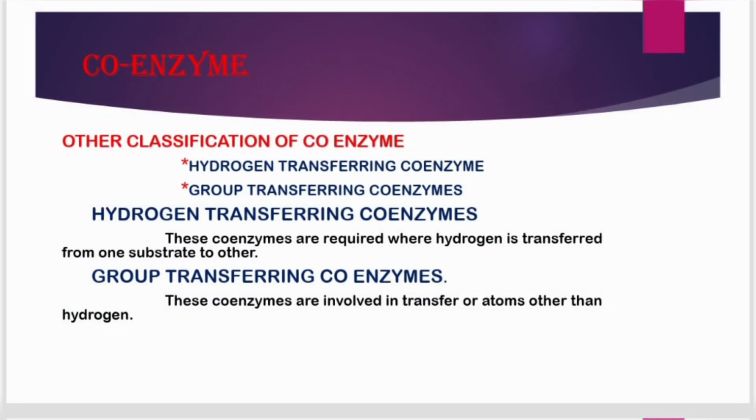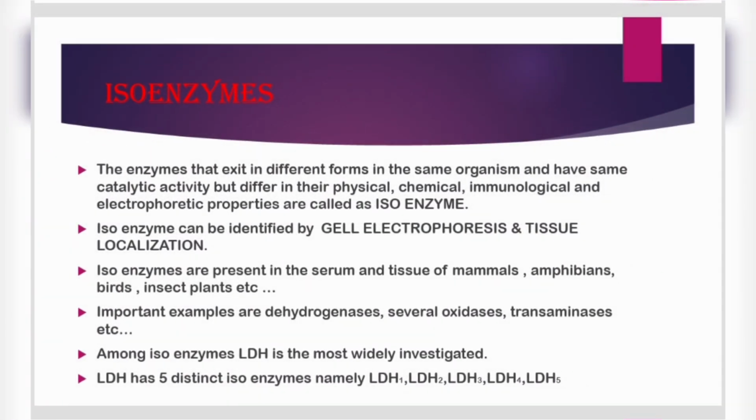Other classification of coenzyme: hydrogen transferring coenzyme and group transferring coenzyme. Hydrogen transferring coenzymes are required where hydrogen is transferred from one substrate to another. Group transferring coenzymes are involved in the transfer of atoms other than hydrogen. Next, we are going to see about isoenzyme.